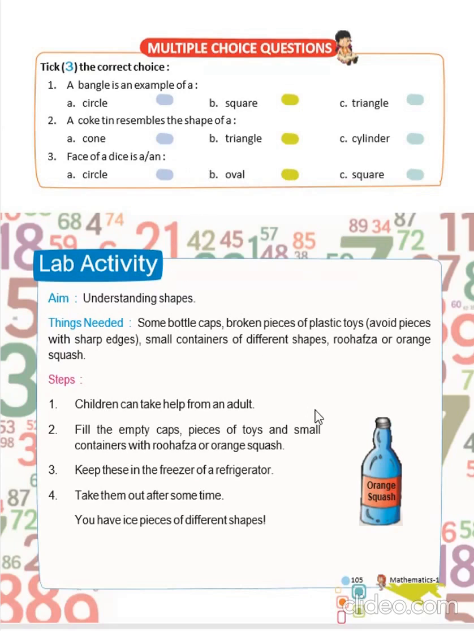Now come to lab activity. What we have to do in this activity? We need some bottle caps, broken pieces of plastic toys, small containers of different shapes, and orange squash. We have to fill the empty caps, pieces of toys and small containers with orange squash. Then we have to keep them in the freezer. Then we take them out after some time, and we have ice pieces of different shapes. So we have to observe the different shapes of these ice cubes.